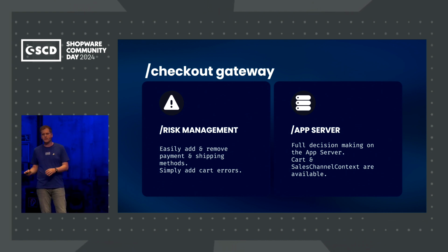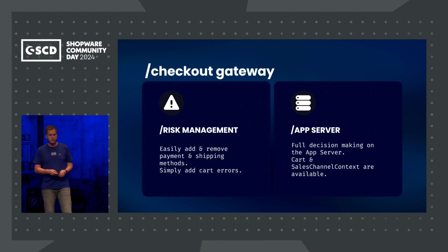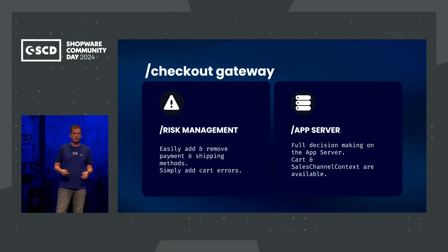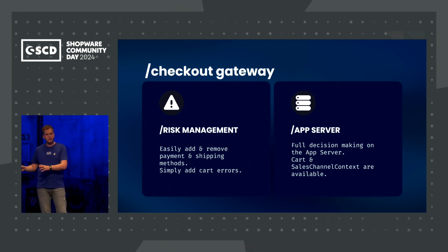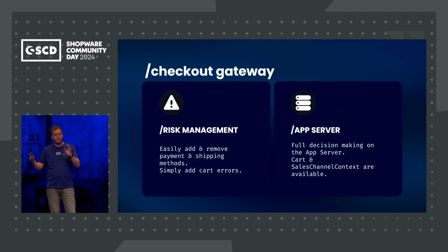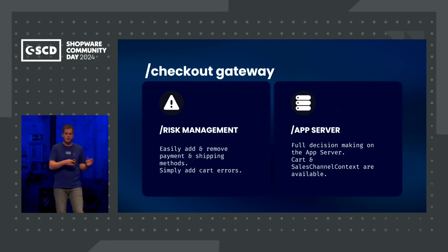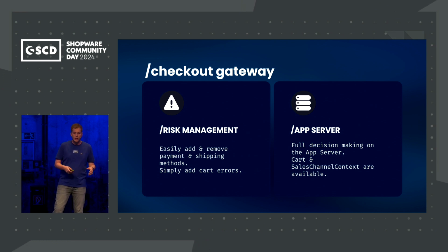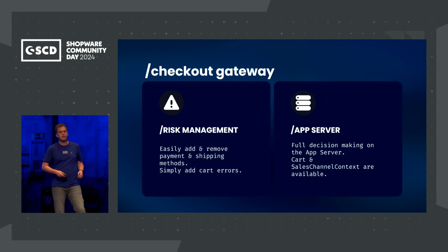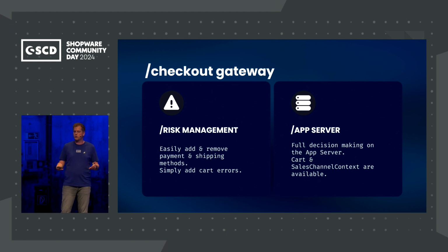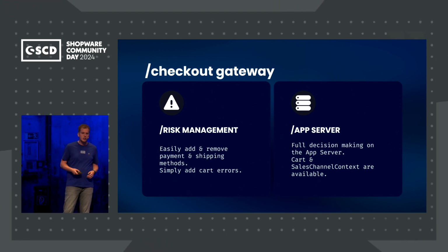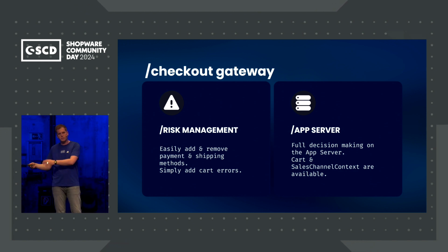And now, in general, what we want to achieve in the future with the app system: there's a big thing coming in the next weeks, so please keep posted about this, the so-called checkout gateway, which enables your app server to make decisions based on cart and SalesChannel context during the checkout process. So you could deactivate payment methods, you could add a new payment method, for example, and add cart errors. You could block the cart completely on the checkout confirm page based on decisions made on your app server.